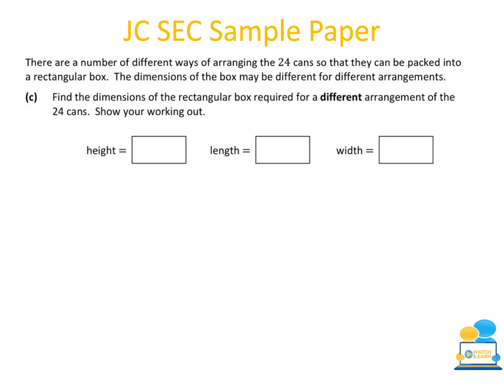So the last part of the question then is, there are a number of different ways of arranging the 24 cans so that they can be packed into a rectangular box. The dimensions of the box may be different for different arrangements. Find the dimensions of the rectangular box required for a different arrangement of the 24 cans and show your working out. So basically there's lots of different answers you could give for this. They're asking you to rearrange the 24 cans so that they're still in the shape of a rectangular box, but different from the diagram they gave you previously.